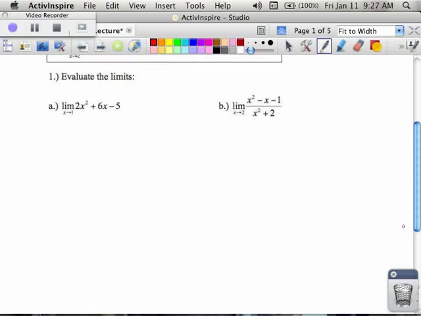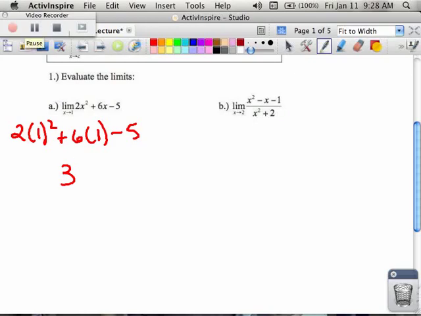Number one, if I plug in the value they tell me, I would have 2 times 1 squared plus 6 times 1 minus 5. So that's 2 plus 6 is 8 minus 5, 3. Done. You guys try the second one.